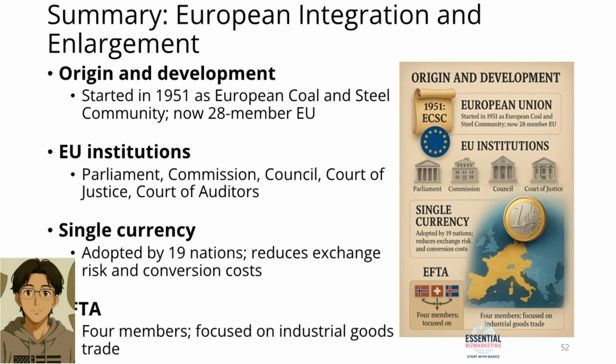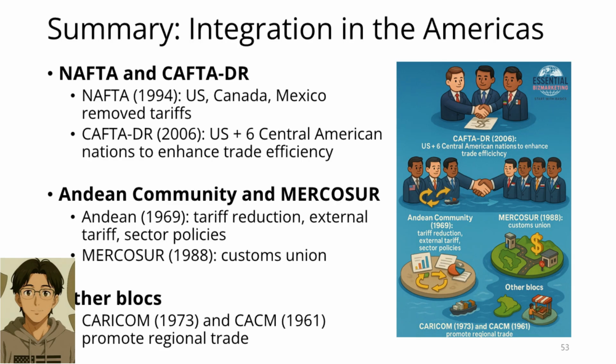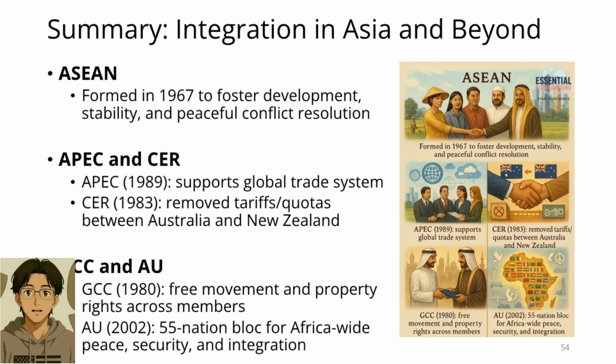Europe's integration began in 1951 and led to today's European Union. Its institutions and the euro support deep economic and political coordination. North and South America feature several trade pacts like NAFTA, USMCA, and Mercosur. These blocs enhance trade, but also bring uneven benefits across countries. Asia, Africa, and the Middle East promote cooperation through groups like ASEAN, APEC, and the AU. These efforts reflect diverse strategies toward economic and political unity.